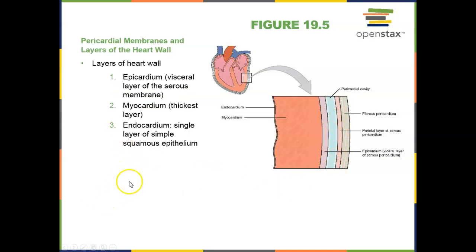And so we have 3 layers to the heart wall itself as well. The first layer is that serous membrane, that visceral pericardium known as the epicardium. Then we have the thicker layer known as the myocardium. This is the actual muscle of the heart, cardiac muscle. And the inner layer is the endocardium. It's a very thin layer of simple squamous epithelium with an areolar connective tissue underlying it.